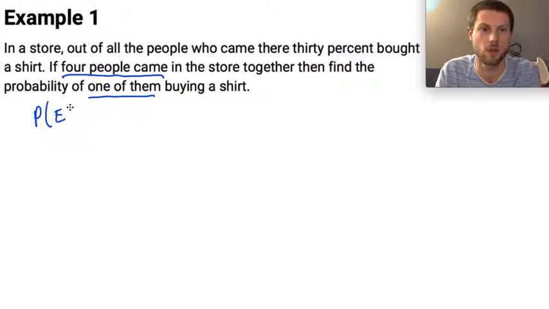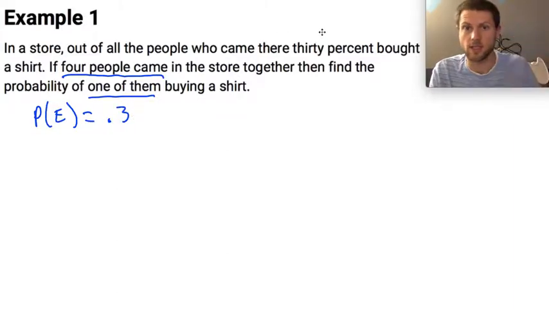The probability, I'll just call it E. In this case, E is the event of buying a shirt. So the probability that any one person buys a shirt is 30%. So this is 0.3. All right, so that takes care of this fact.